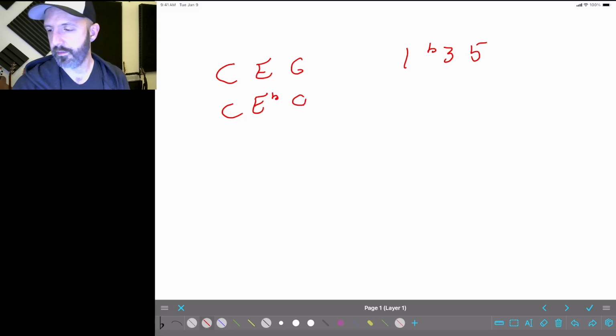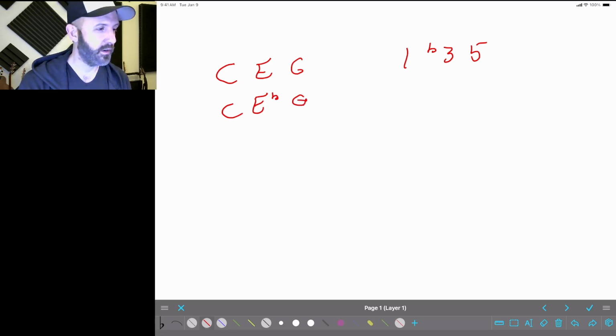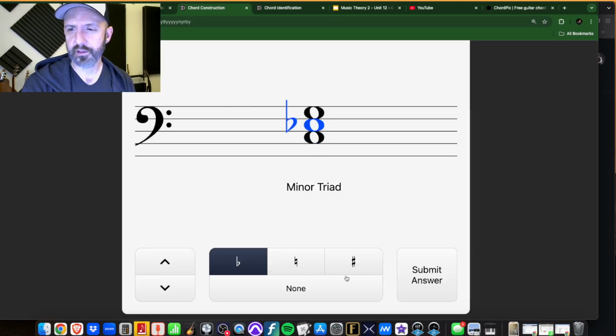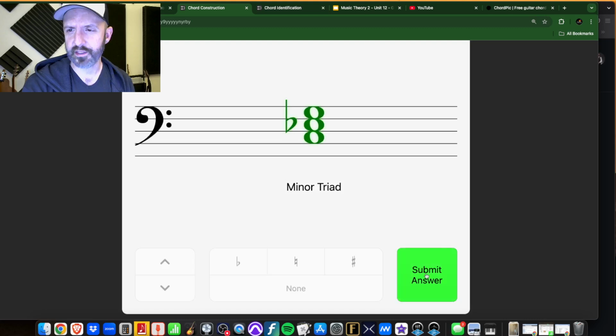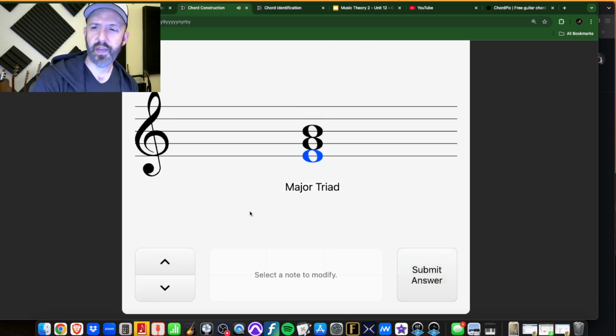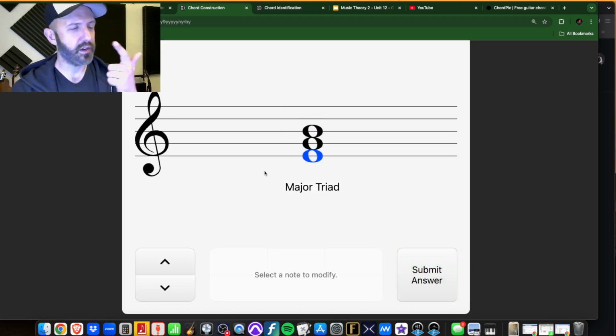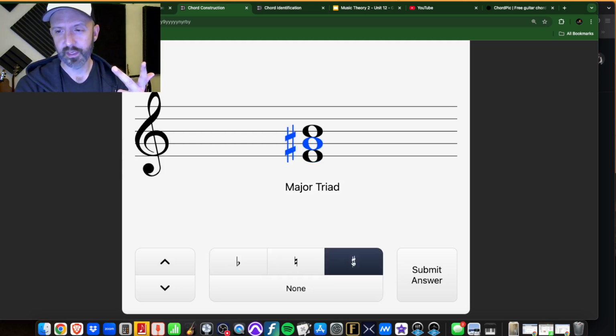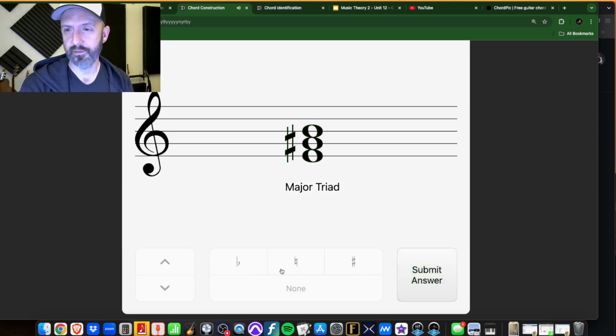All right, let's go back to this guy. So we flat the middle note, the E, for a minor triad, yes. Major triad, okay. So think of an E major scale, E, F sharp, G sharp. So we need a G sharp. A, B. All right, so that's a major triad. You're good.